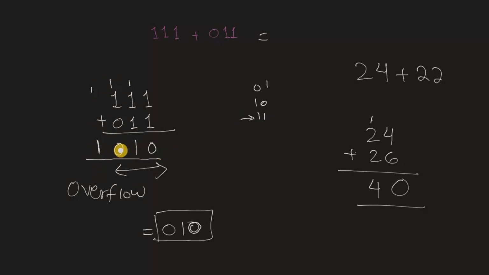That's your final answer, but you won't report it as it is. You're only taking 3 bits because you have 3 bits over here, so 0 1 0, which is 2. So this is your final answer. Okay, now let's move on to subtraction.